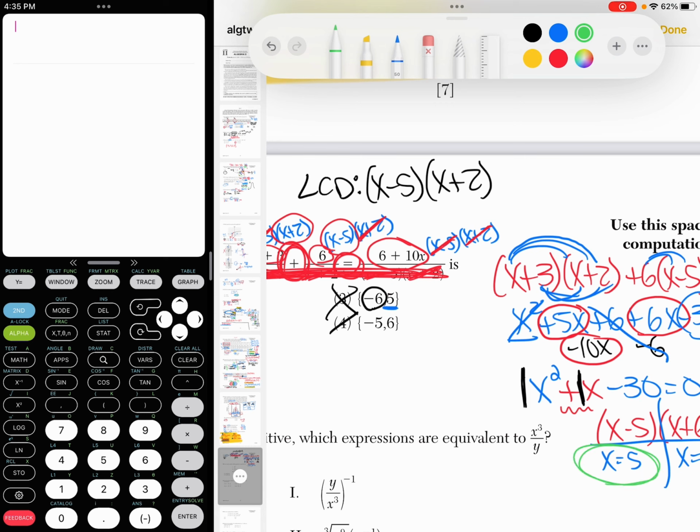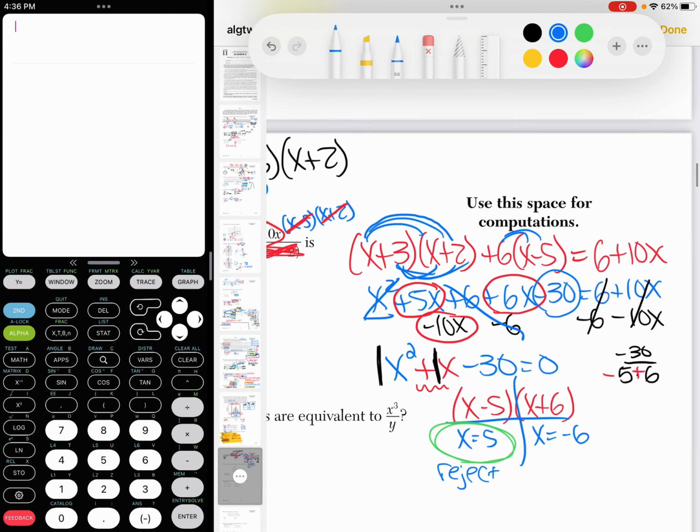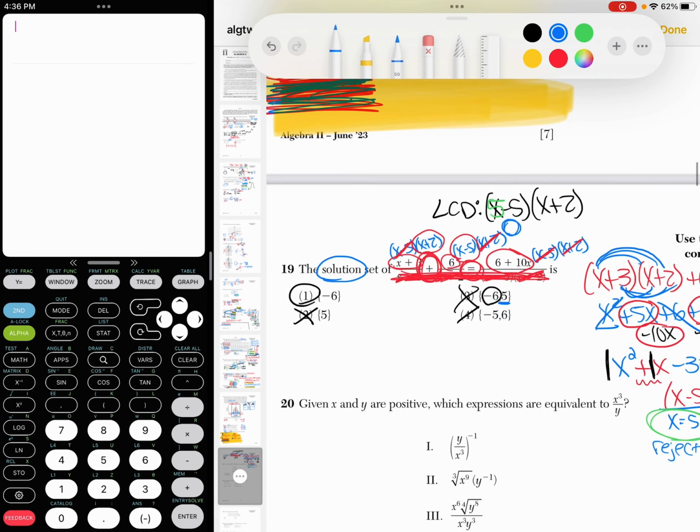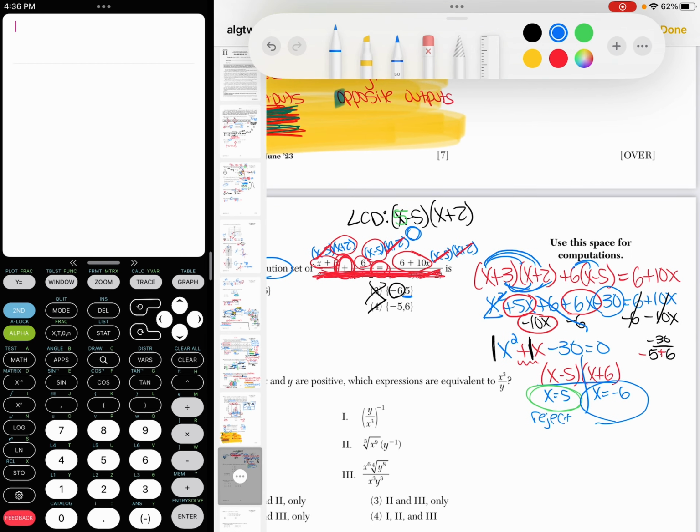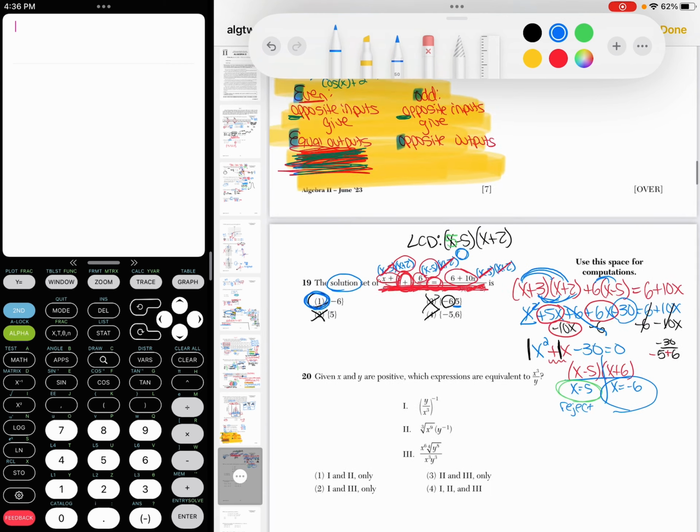If I plug a 5 into my denominator, we talked about this earlier, 5 minus 5 gets you a 0, and you can't have a 0 in the denominator, so that would cancel out that 5. It gets rejected, which means your only answer is going to be negative 6, which makes it choice 1 anyway. So that's how you would do all of the work if this was a part 2 question. It is often a part 2 question, so make sure you know how to do that. But yeah, that's kind of the spiel for that one. But you can always just check it if it's a multiple choice.